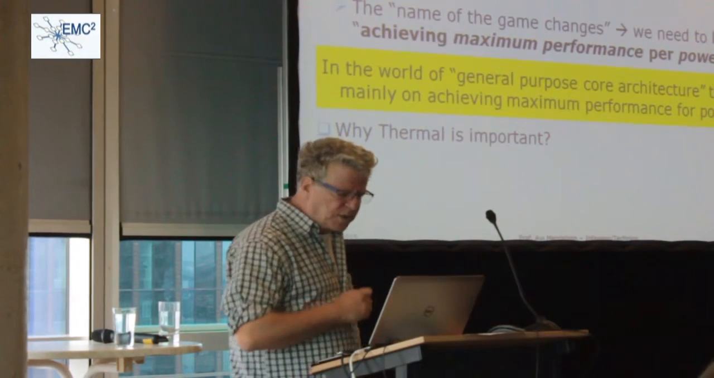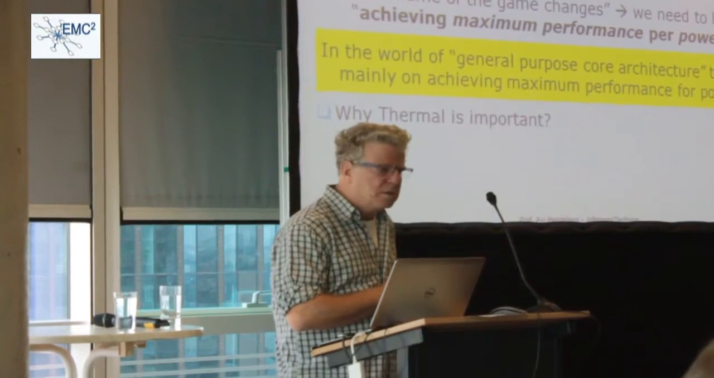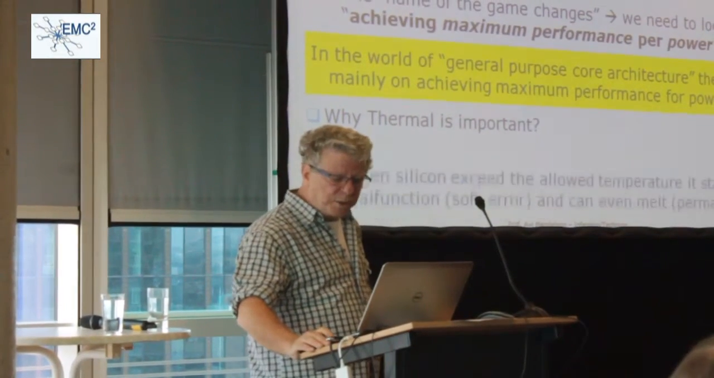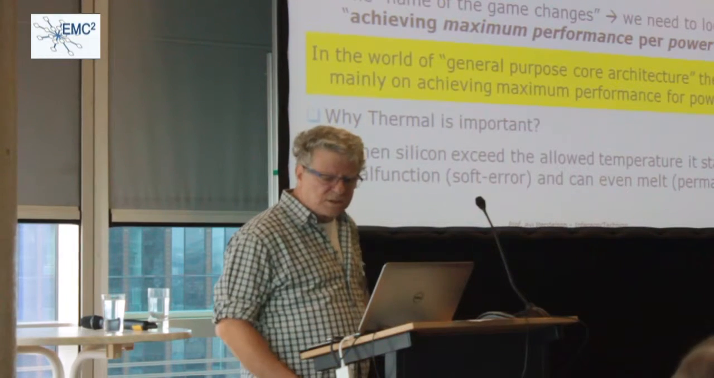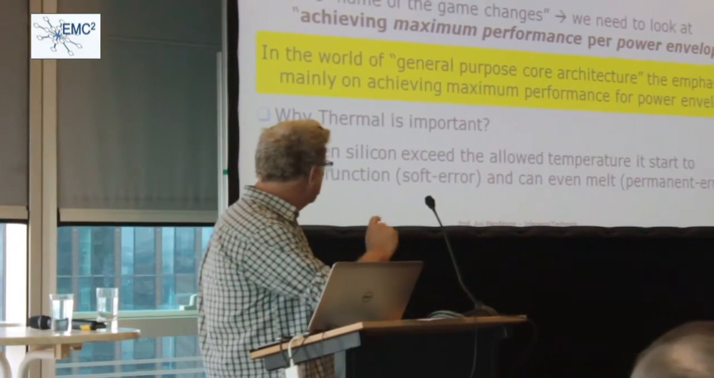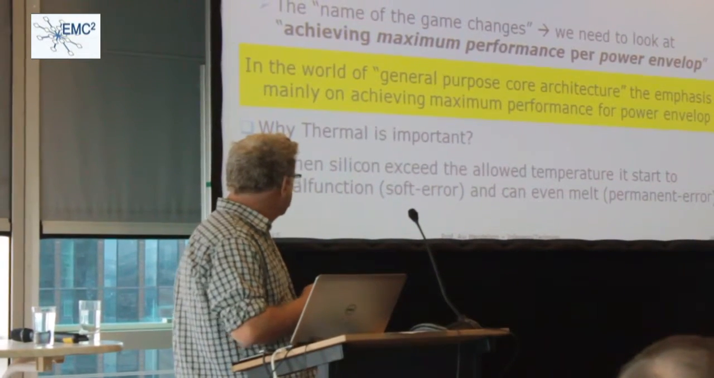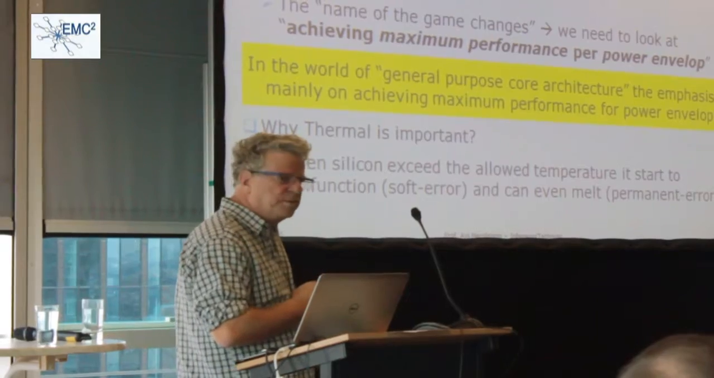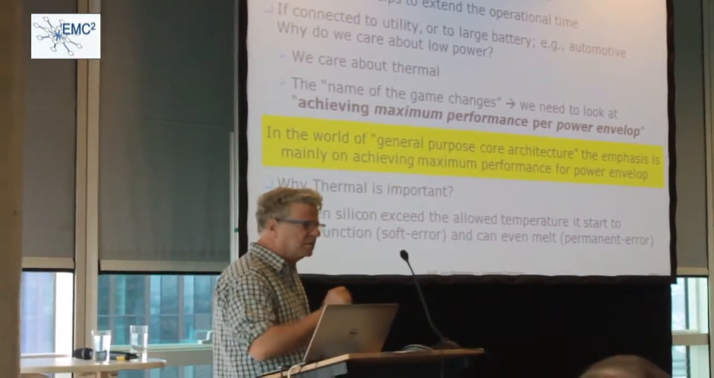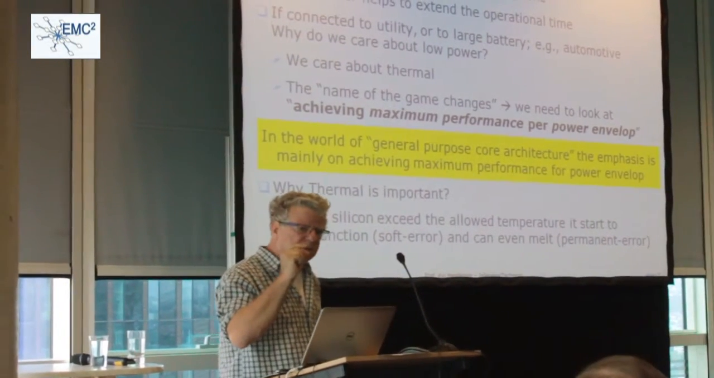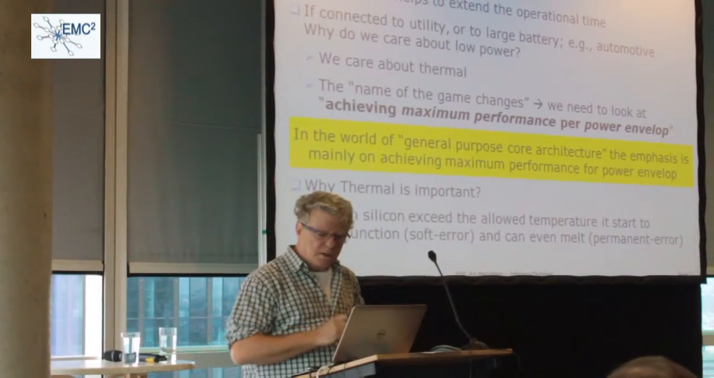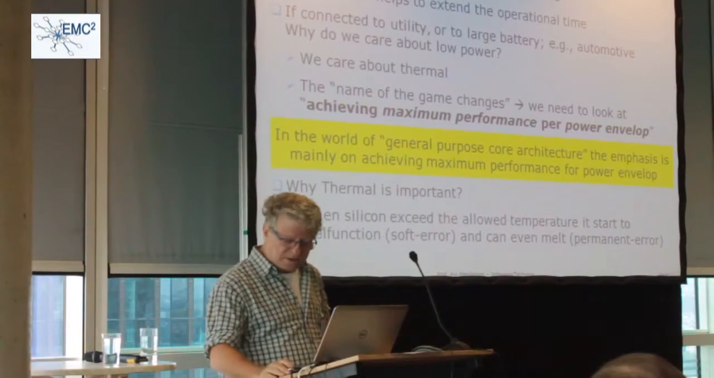But power is very important for thermal. So now the question is why thermal is important. Thermal is important because of two things. When the chips start to be too hot, we start seeing a lot of soft errors. And it's very important because it can even melt the silicon, which becomes a permanent error. And this starts to be very interesting.